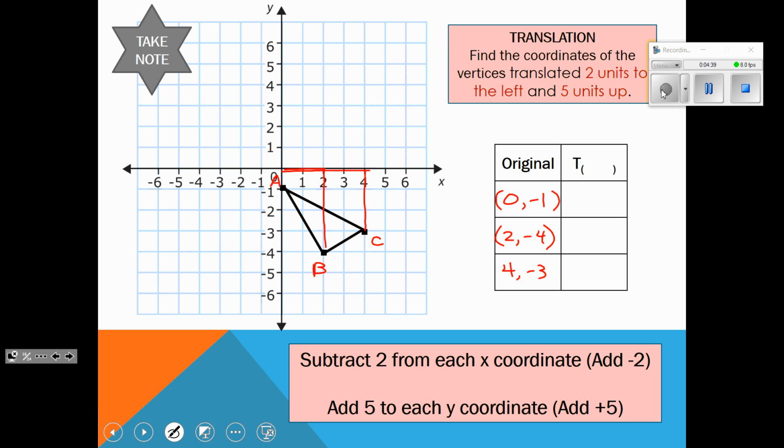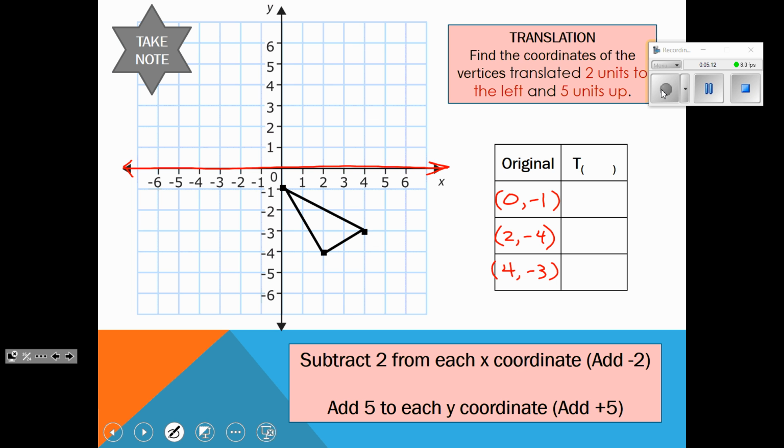Now what we want to do is take this shape and slide it, do a translation. And it gives us the directions up here. It says find the coordinates of the vertices. Vertices are the points where two lines come together. So there are 3 points, 3 vertices. Each point or vertex is translated 2 units to the left and 5 units up. Now, if you recall, the x and y axis is where we go left and right.